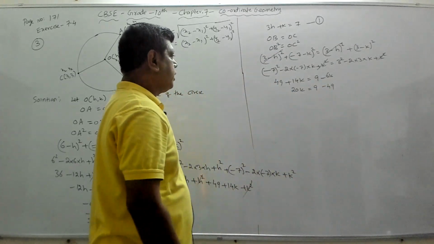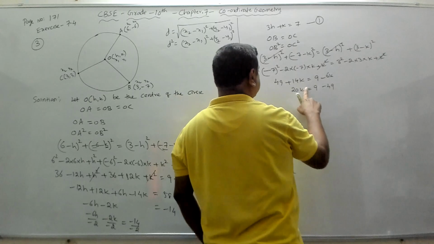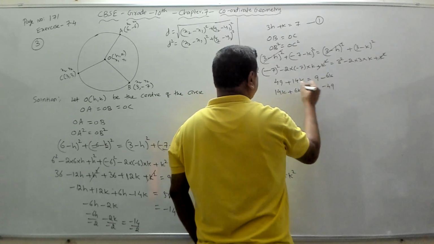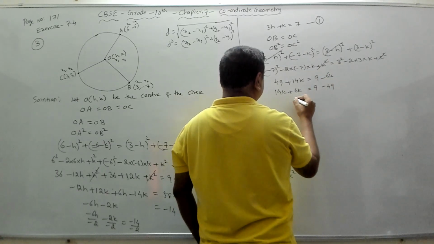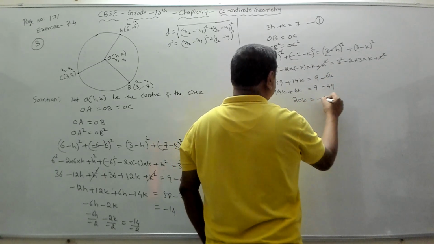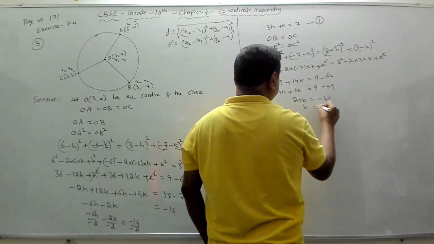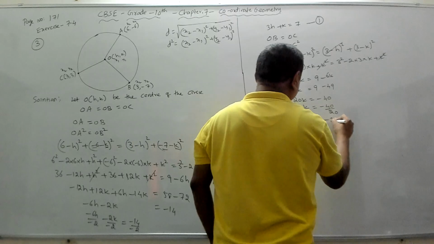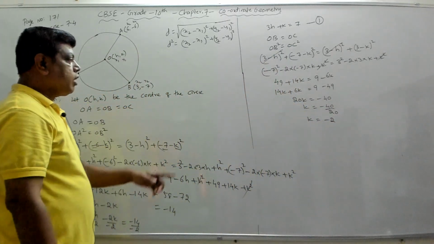Goes to the other side, 9 minus 49. Minus 6k comes here, it will become plus 6k. If I want to write one more step, 14k plus 6k equal to 9 minus 49. So you get 20k equal to minus 40. So k becomes minus 40 by 20, which means k is minus 2. K is minus 2. Now we got k.